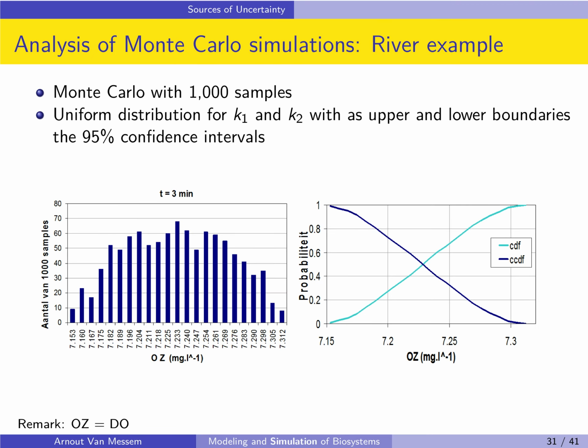Then we can fix a time point. For example, in this case, we fix it at t equal to 3 minutes. And for that time point, we can create a histogram. We can calculate the CDF and the CCDF to get an idea about the distribution of the outcome at that certain time point.